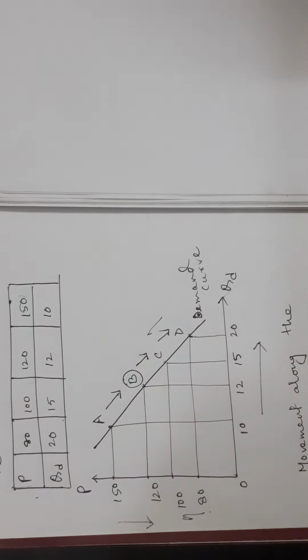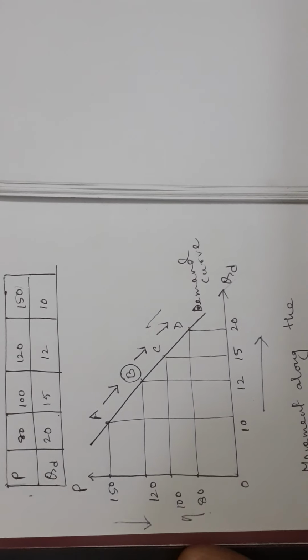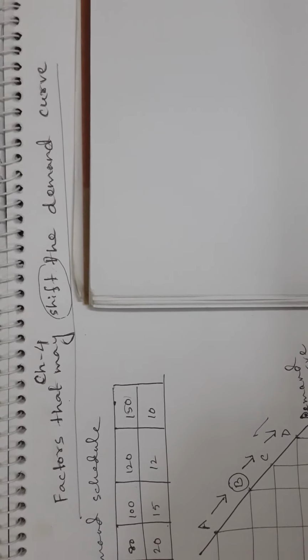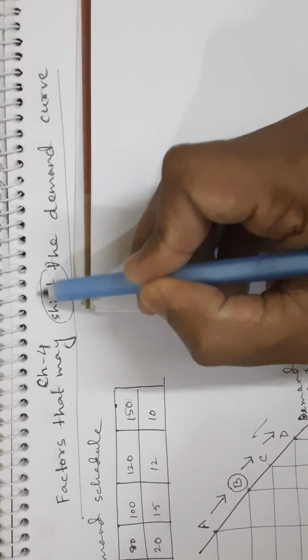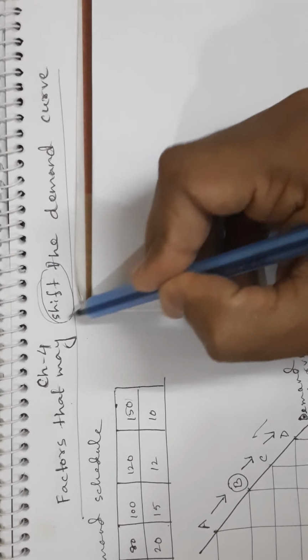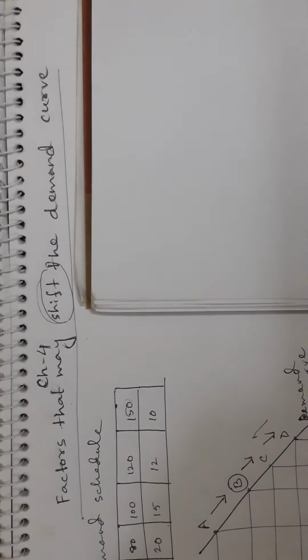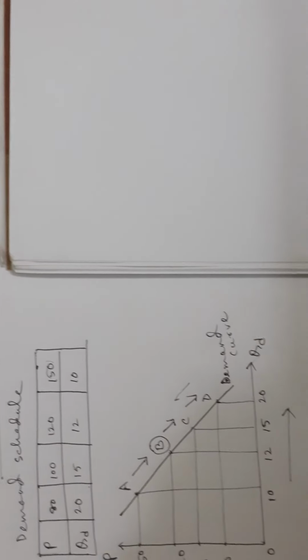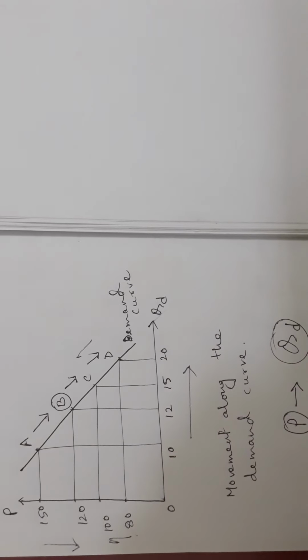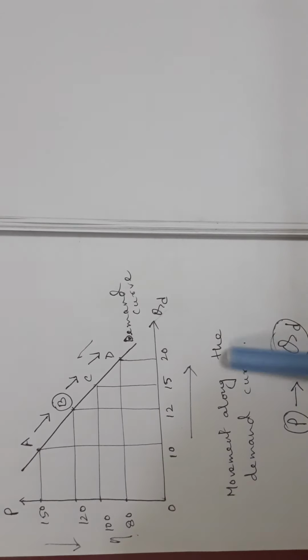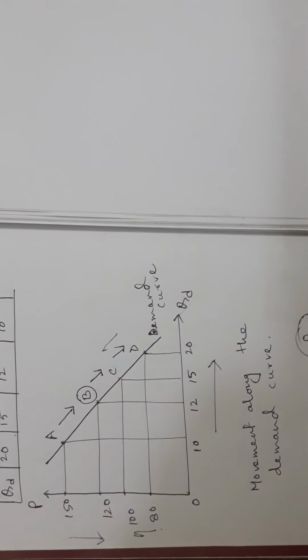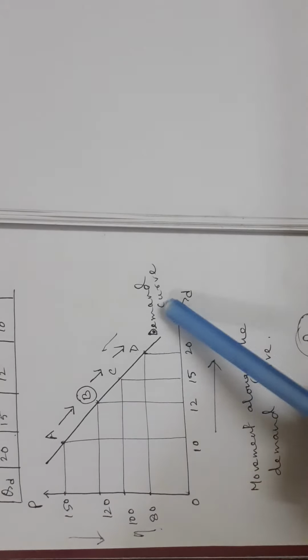Okay, so what we are mainly concerned with in this chapter is the factors that may shift the demand curve. You see, shift is the key word here. So first of all, we need to know what a shift is, and before understanding this, we need to understand movement. Okay, you see, movements along the demand curve. So what is movement? These are examples of movements.